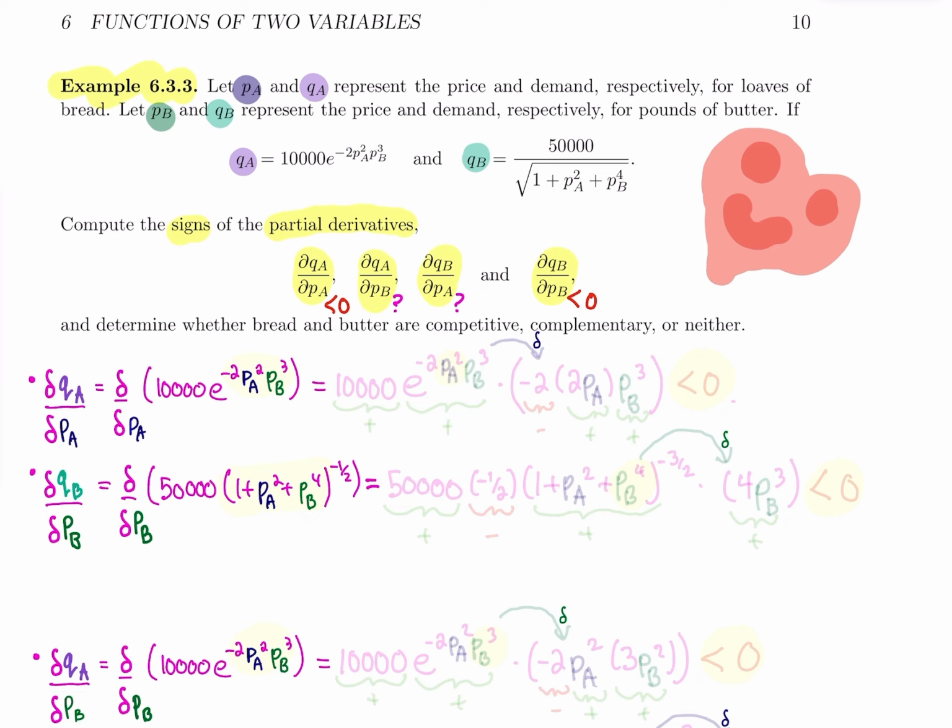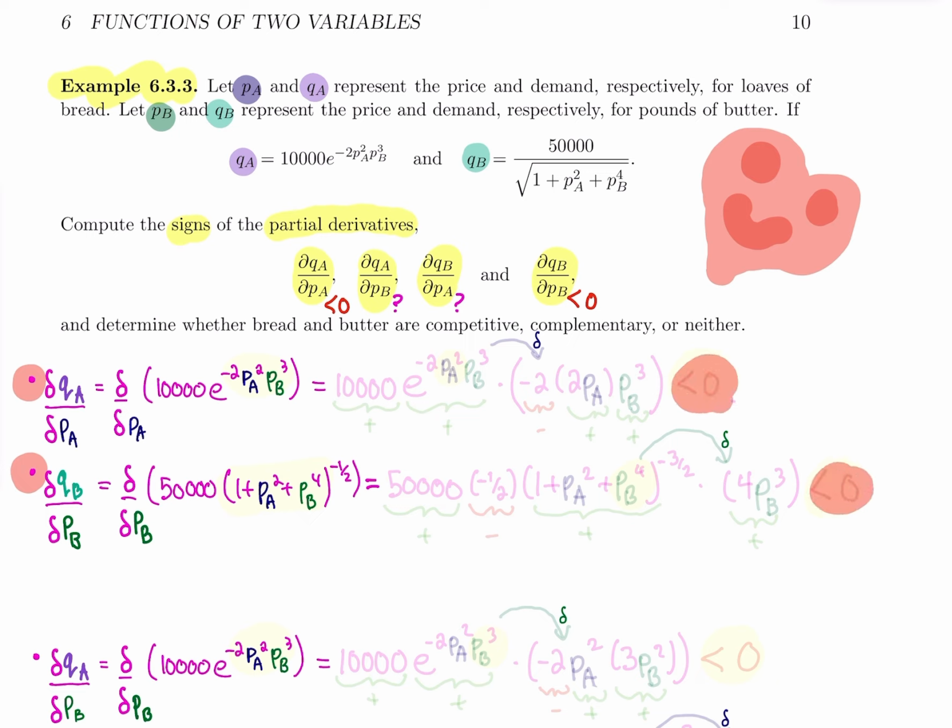So let's go with the first two partial derivatives that I like to compute first, the ones where I know the answer. I'm going to compute first the partial derivative of QA with respect to PA, and then the partial derivative of QB with respect to PB. And I know these two should give me a function that will always be negative.